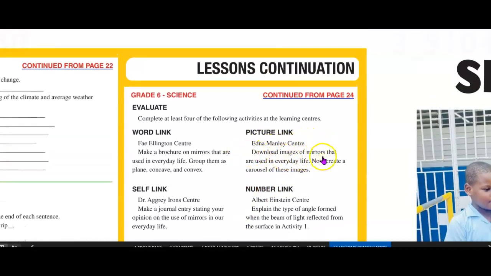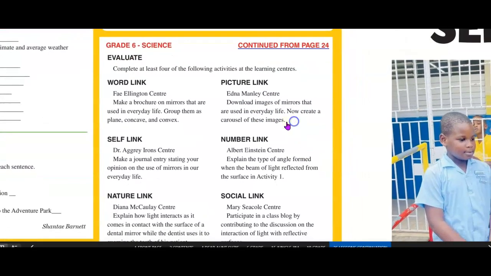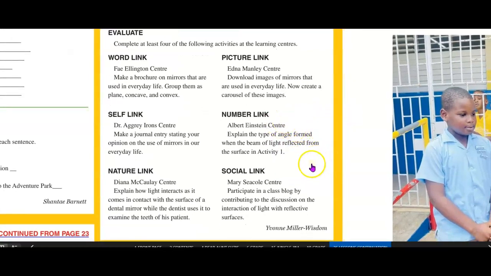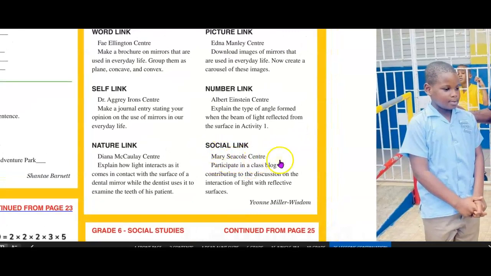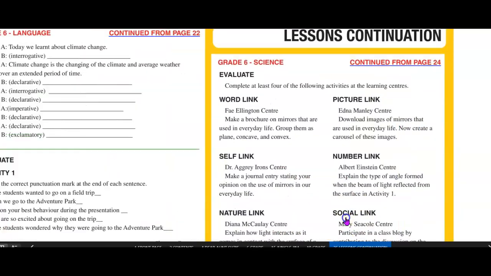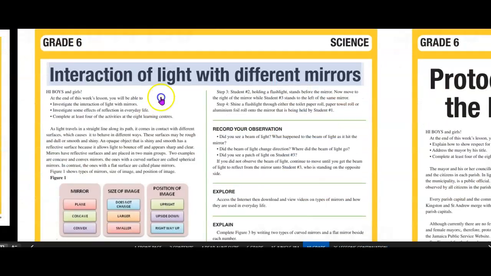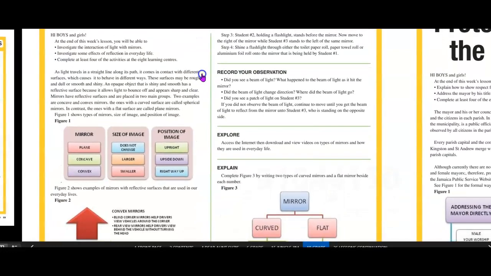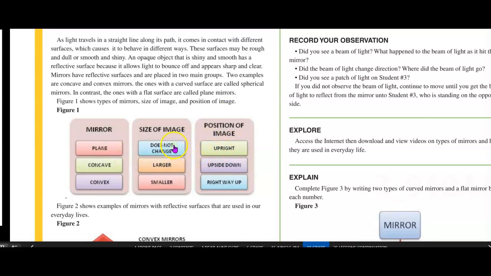PictureLink, Edna Manley Center, download images of mirrors that are used in everyday life. Now create a carousel of these images. NumberLink, Albert Einstein Center, explain the type of angle formed when the beam of light reflected from the surface in activity 1. Let's read that again. Explain the type of angle formed when the beam of light reflected from the surface in activity 1. Interesting. We have done something like this in class already. SocialLink at Mary Seacole Center, participate in a class blog by contributing to the discussion on the interaction of light with reflective surfaces. So in this episode, we were reviewing the interaction of light with different mirrors and different types of mirrors. Now go ahead, do the activities and post them in the classroom.